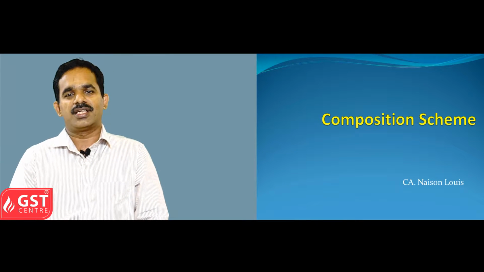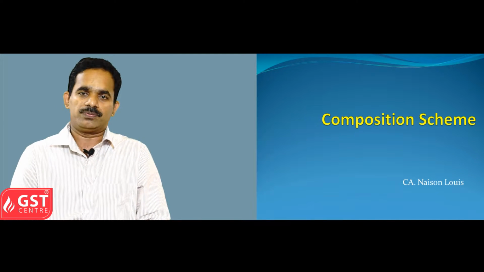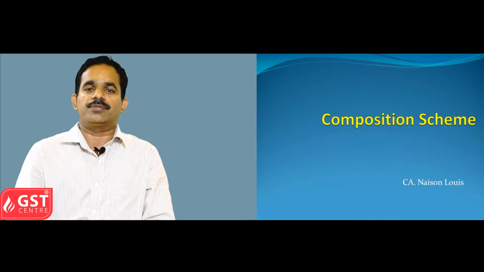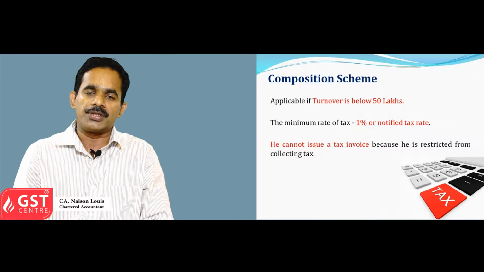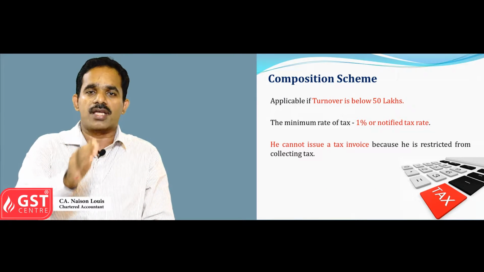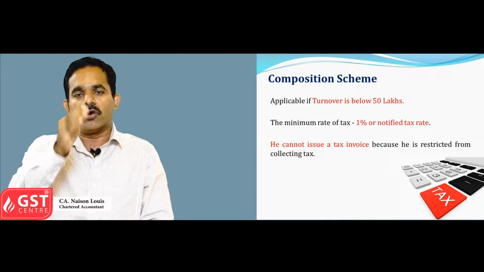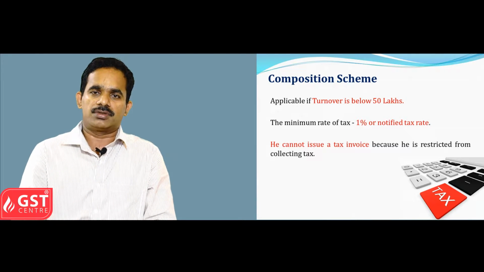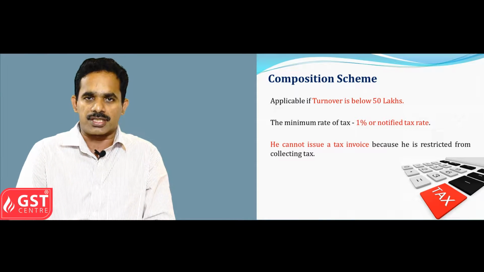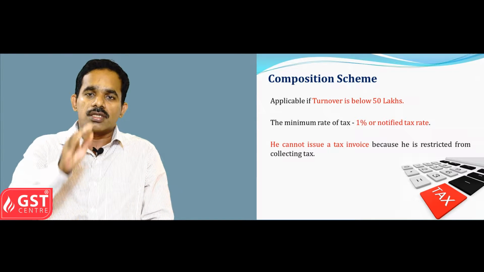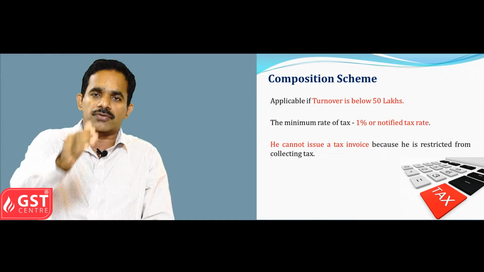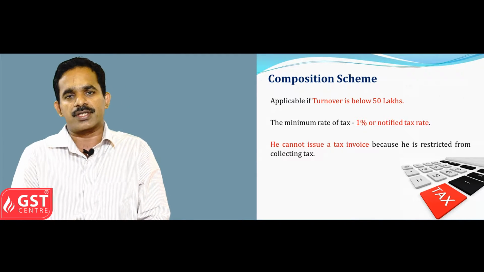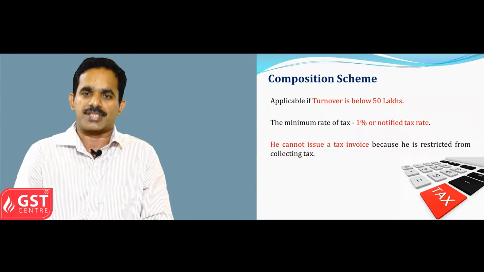Hi. As per GST law, there is a clause of composition scheme that is applicable to persons who have aggregate turnover below 50 lakhs. A rate of 1% is prescribed as per the model GST law, and 1% or such notified tax rate will be applicable to the taxable persons who have opted for the composition scheme.